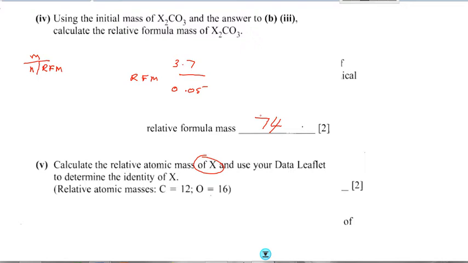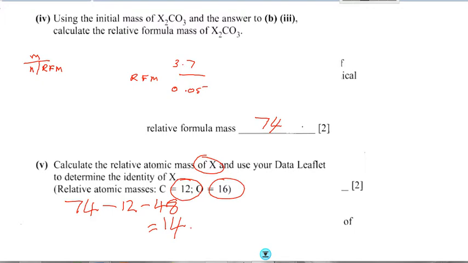Well, if we take 74 and we take away the carbon, which is 12, and we take away 3 oxygens, which are 16 each, so 74 minus 12 minus 48, 48 is just the 3 oxygens, gives me an answer of 14.